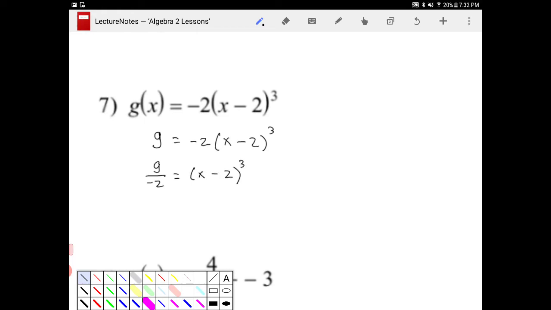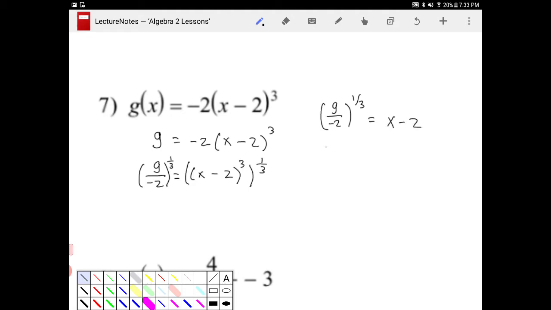Now I need to get the x outside of the parentheses. But in order for me to do that, I need to get rid of that cube. So how am I going to get rid of the cube? Well, we need to raise both sides to the power of, can you take a guess? To the power of 1/3. And if we do that, I'll write it over here so I have more room, I'll end up with g over negative 2 to the power of 1/3 is equal to x minus 2.